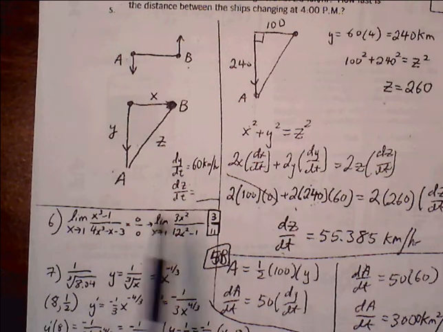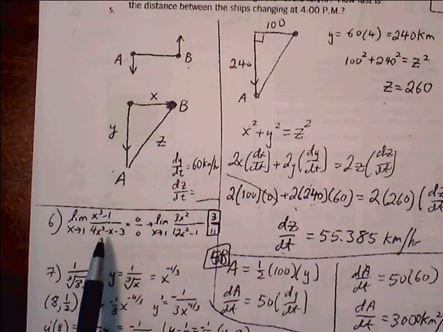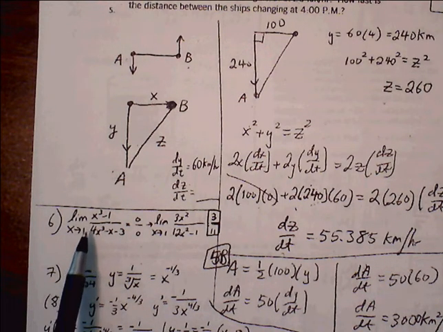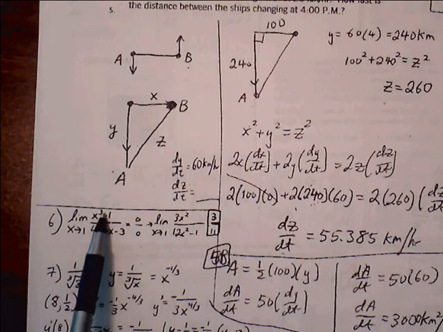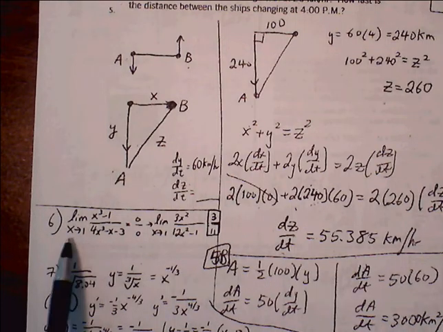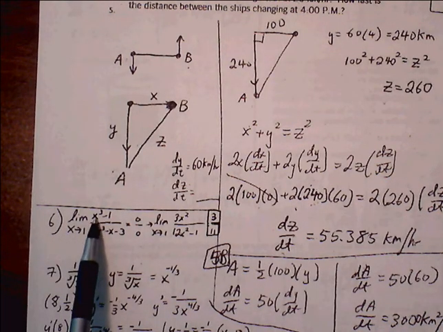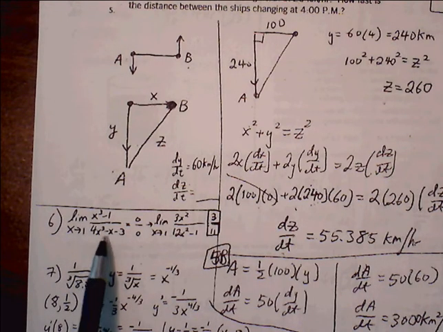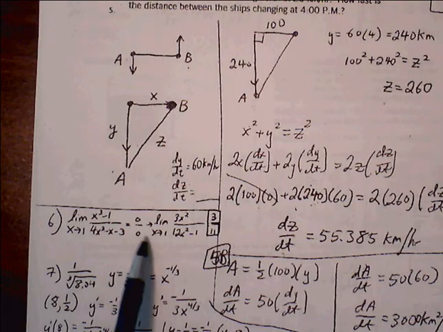All right, number 6. This is evaluating a limit. The first thing we do with a limit algebraically is we plug in the x value to see what result we get. If we plug in 1, we get 1 minus 1, which is 0. Plugging 1 into the denominator will be 4 minus 1, which is 3. 3 minus 3 is 0. So 0 over 0 tells us that it's indeterminate form.